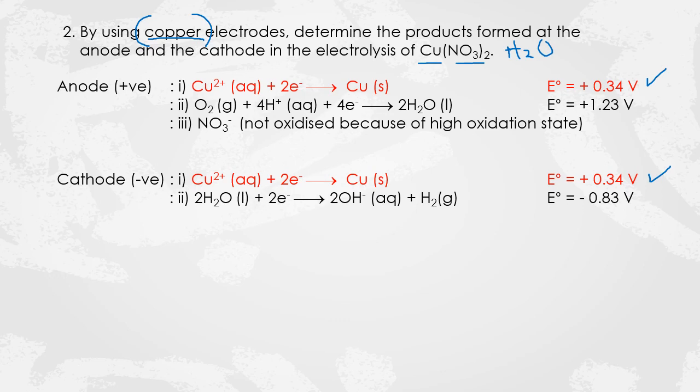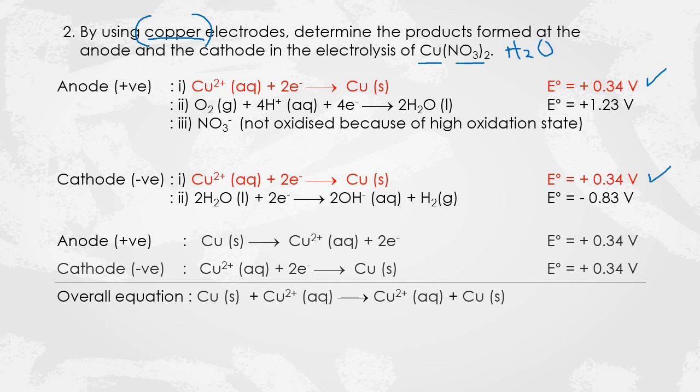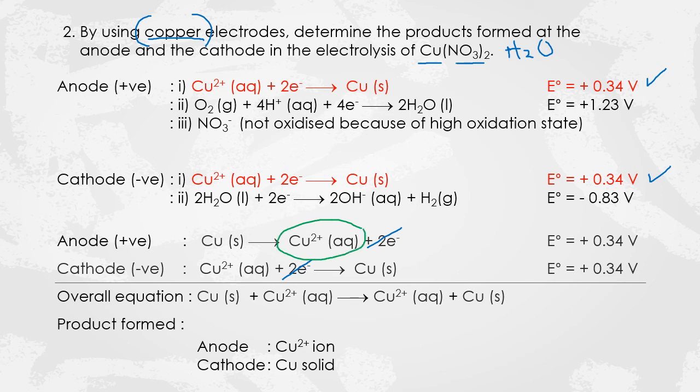So lastly, we need to combine the oxidation and reduction processes to get the overall equation of Cu solid plus Cu2+ to give Cu2+ and Cu solid by eliminating the electrons. And for the products formed, you can write it as copper 2+ ion at the anode, because if you look here, we have copper 2+, while for the cathode, we have copper solid.